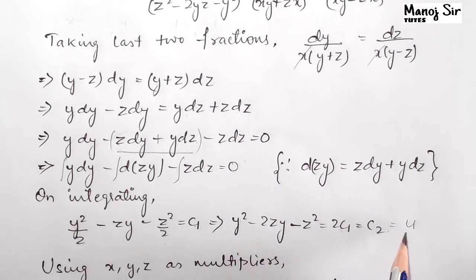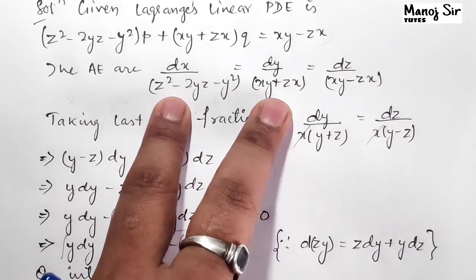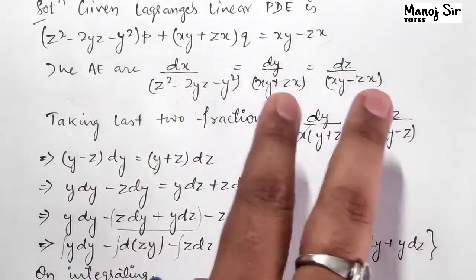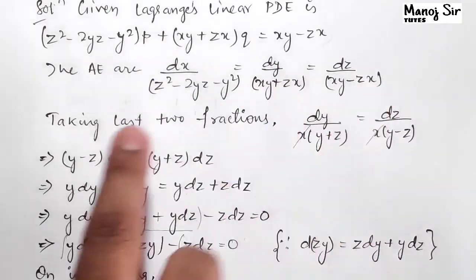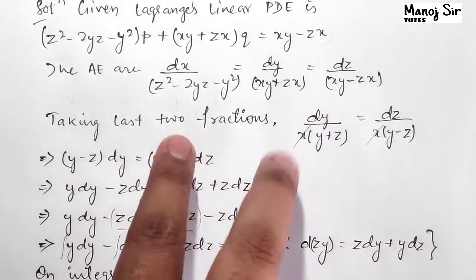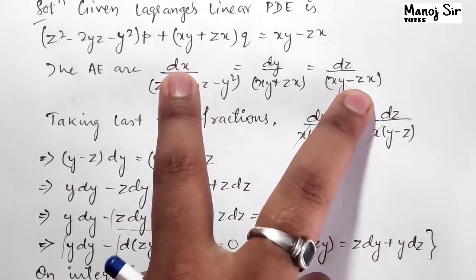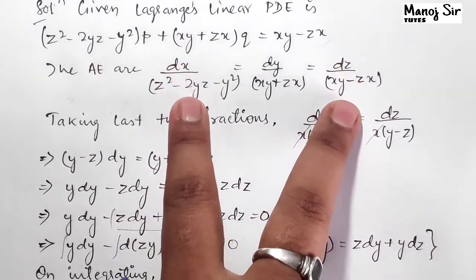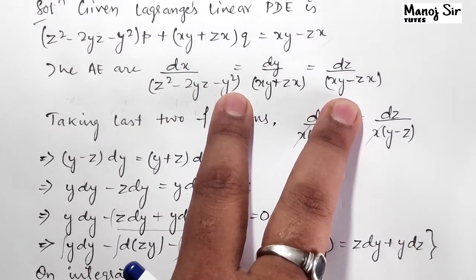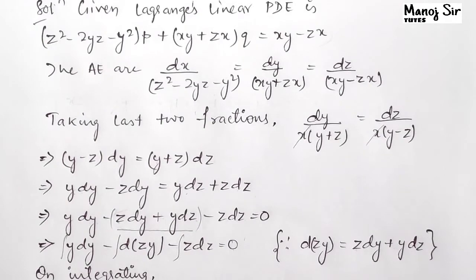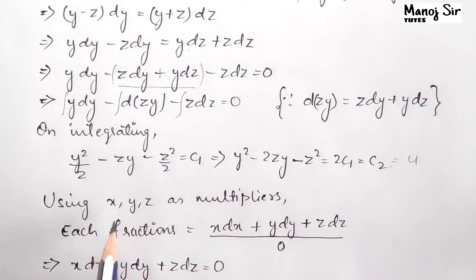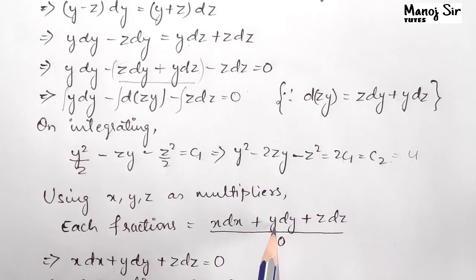Okay, so since we have u, now we can find v. We cannot take these two fractions because we cannot eliminate z. We have already taken these two fractions and got the value of u. Now can we take these two fractions? Here we have dx, here we have dz. Can we eliminate y? No, we cannot eliminate y, so we will take the help of multipliers. Here we are taking x, y and z as multipliers. So each fraction will be x dx plus y dy plus z dz upon 0.